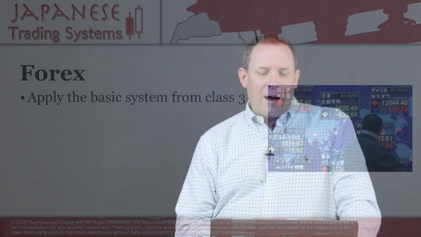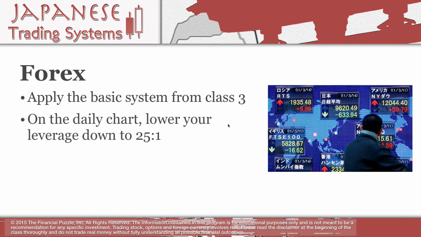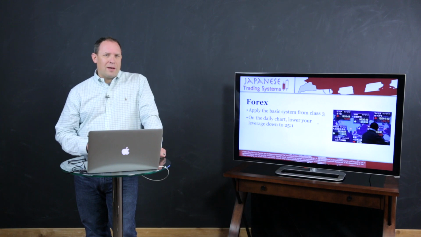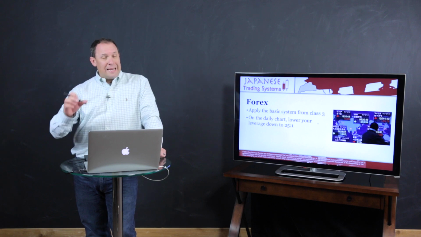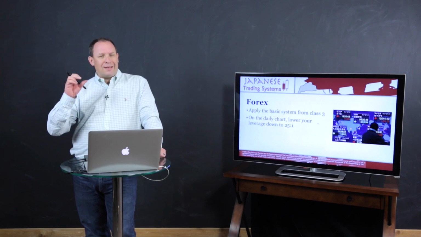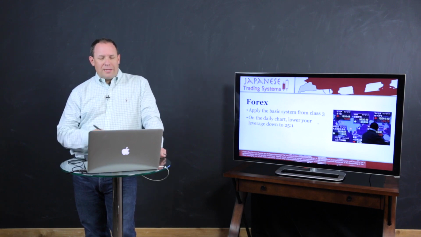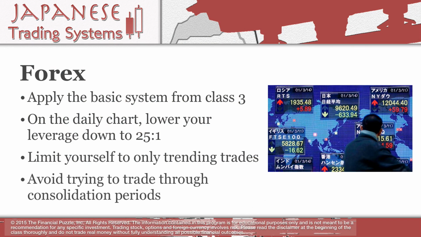If you're looking at trading Forex, again, apply the basic system from class number 3. On the daily chart, I suggest you might consider lowering your leverage down to 25 to 1. This is a little distinction here. Whenever it comes to trading Forex, I'm typically a big fan of using the higher leverage, but whenever you're using Forex on a daily chart with Ichimoku clouds, that could create some pretty big drawdown. I think it's probably better if you lower your margin requirement down to 25 to 1. Lower your leverage down. Limit yourself to only trending markets, and of course, avoid trying to trade through consolidation periods. You're going to see the same patterns across the board here because it's the exact same principles.